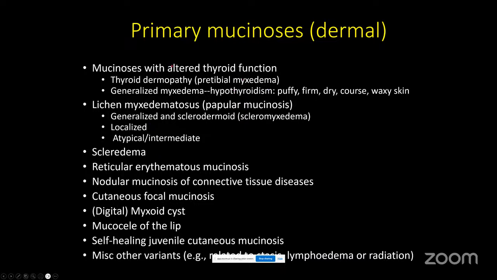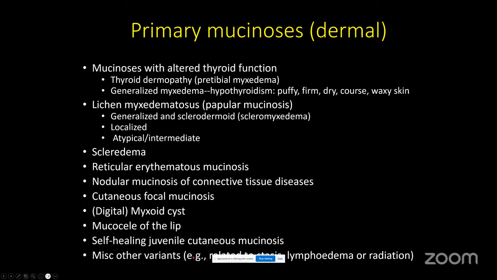Other conditions included in the primary mucinoses include scleredema, reticular erythematous mucinosis, or REM, nodular mucinosis of connective tissue disease, in particular lupus, cutaneous focal mucinosis or focal dermal mucinosis, digital myxoid cyst, which is really a pseudocyst. It's also called a mucocele, but most people call it digital myxoid pseudocyst, and mucocele of the lip. I'm not going to talk too much about self-healing juvenile cutaneous mucinosis. And then there are some other variants.